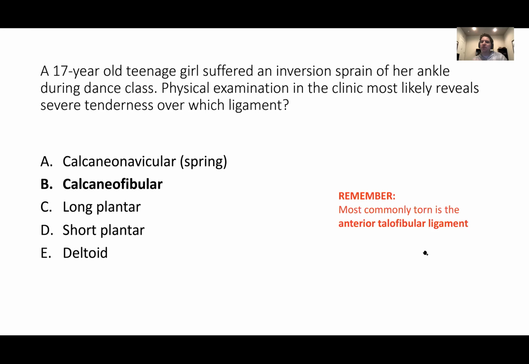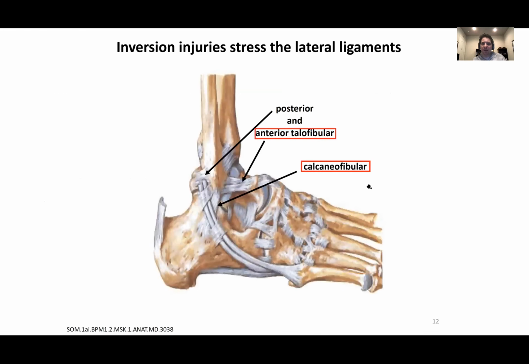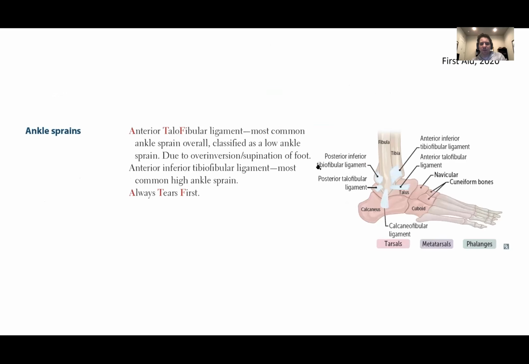This one wasn't included, but the most commonly torn one is the anterior talofibular, which connects the talus to the fibula, and the calcaneofibular connects the calcaneus to the fibula. So you can use those to your advantage. The names are pretty simple. Those are the two that are affected when you have some sort of inversion sprain: anterior talofibular and calcaneofibular. This is from First Aid, and it points out the different injuries. Remember that the calcaneofibular is the most distal running. It connects the fibula to the calcaneus.